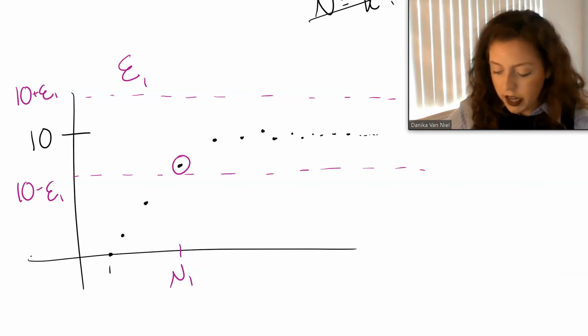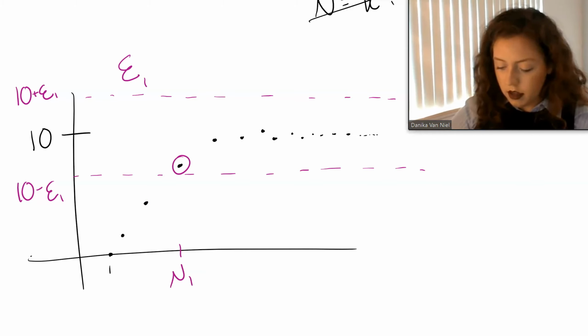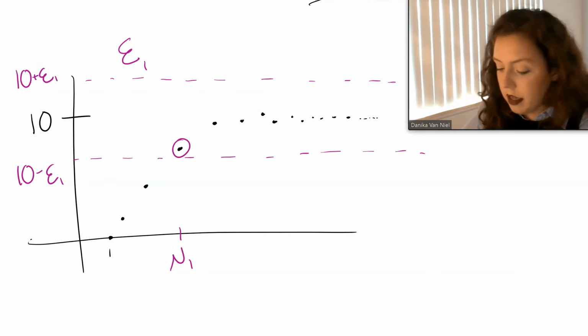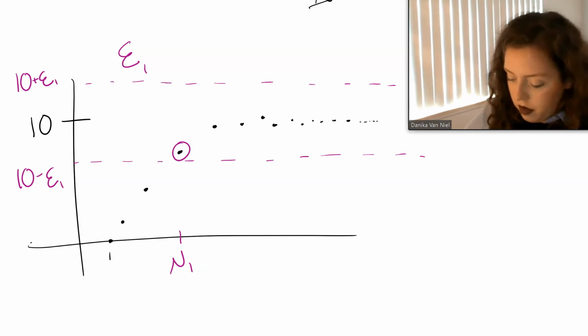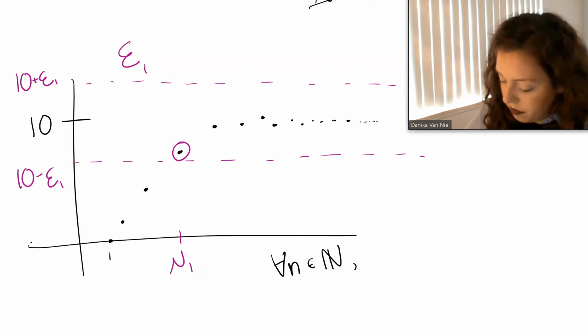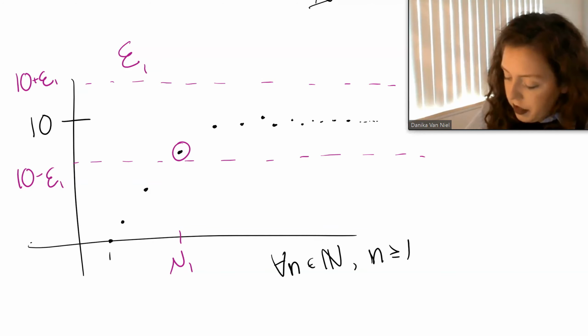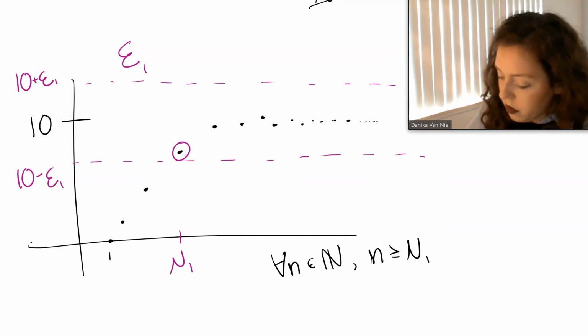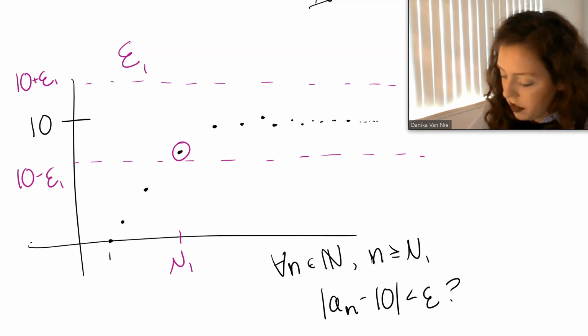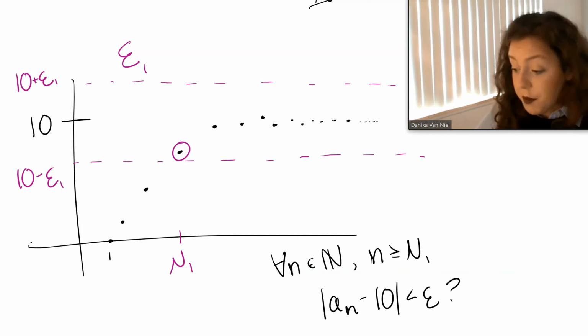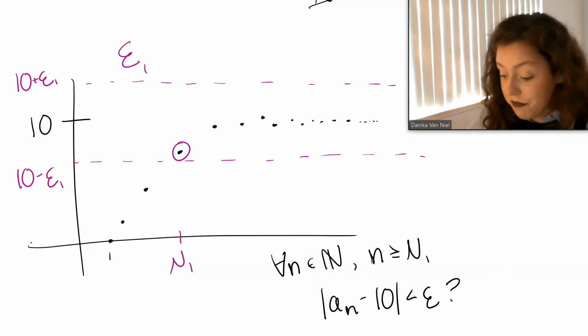So maybe I'll call that N1. Now I want, for all natural numbers that are bigger than or equal to N1, do we have that |a_n minus 10| is less than epsilon? Question mark? Well, yes, according to the graph, that's true.